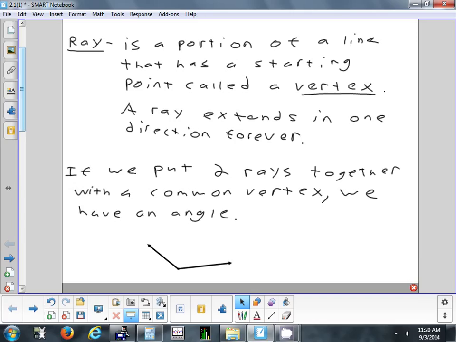Can anybody be a little bit more specific about what kind of angle that is if we were to measure inside there? Yeah, it's an obtuse angle. It's bigger than 90, but it's smaller than 180. So that's our definition for an angle.